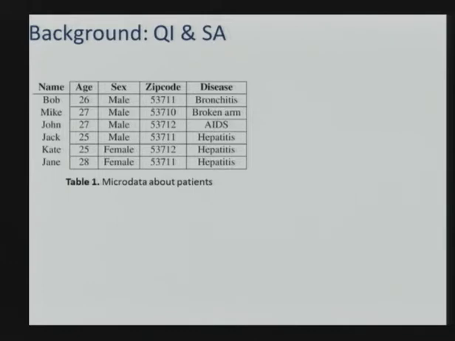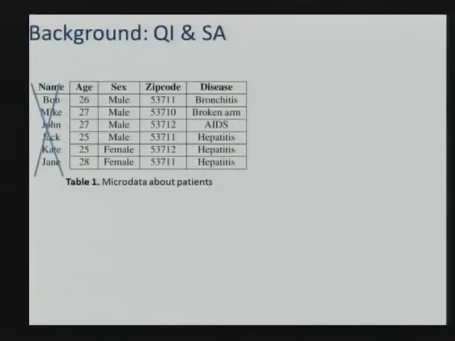Let me first introduce some background knowledge. Government agencies and hospitals need to regularly release data for the benefit of the public and for the purpose of research. However, to protect the privacy of individuals, the identity information such as name and phone number is removed from the data before it is published. However, if we release such data, the privacy of individuals will still be violated.